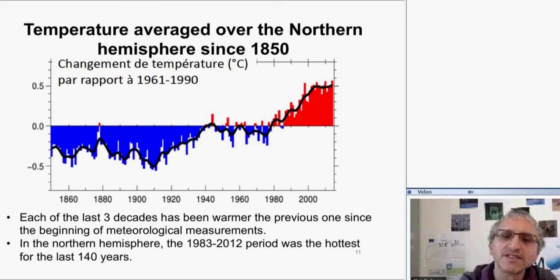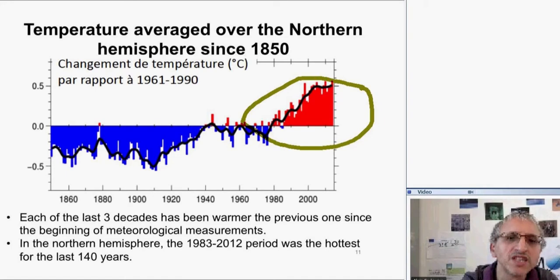And if you have a look at all the temperature records over the northern hemisphere since 1850, and why since 1850? Because there have been people measuring temperature in England, in Germany, in France. So it's measured with thermometers, and we've got the data. And when you average over the northern hemisphere temperature record since 1850, you see that in the last 50 years, I would say, there has been a sort of increase in temperature. And if you consider the last three decades, they have been warmer than the previous ones since the beginning of meteorological measurements.